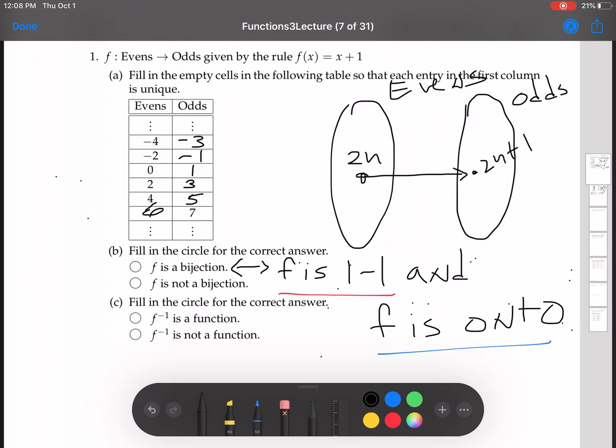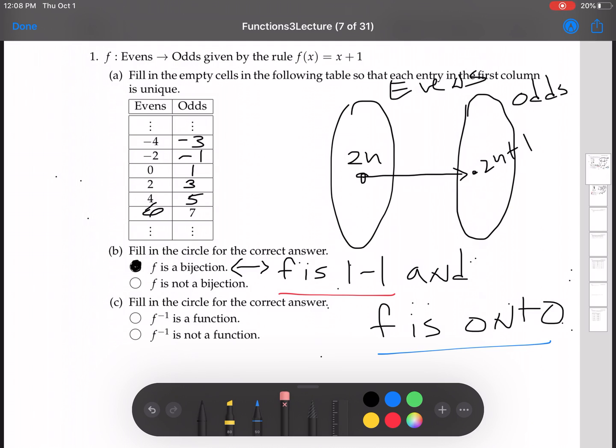But just intuitively from the table, we can think to ourselves, okay, what if I picked another odd that's not in the table? Let's say 101. What's the one that would come over to it? Oh, that's 100, right? Because 100 plus 1 is 101. Okay, I can see that it's onto. Since it's both 1 to 1 and onto, it is a bijection, so I fill that out.